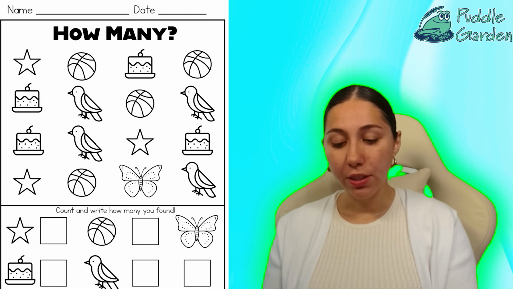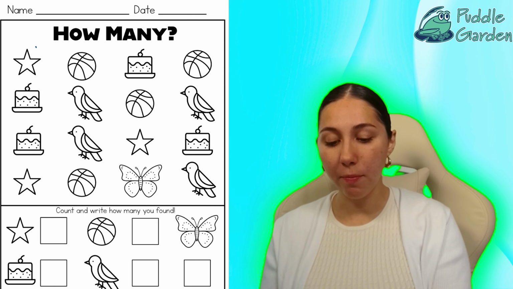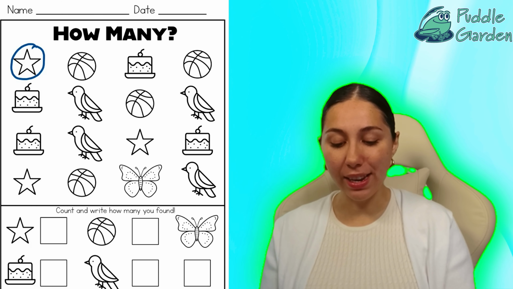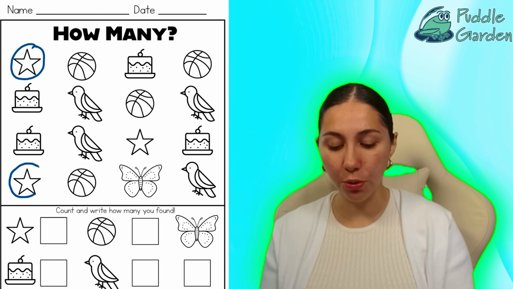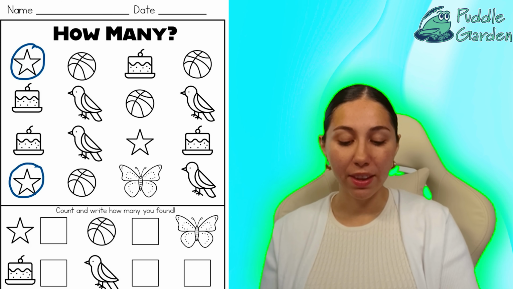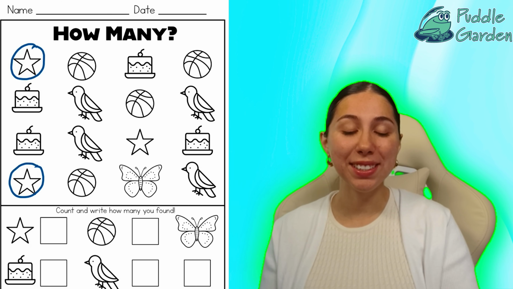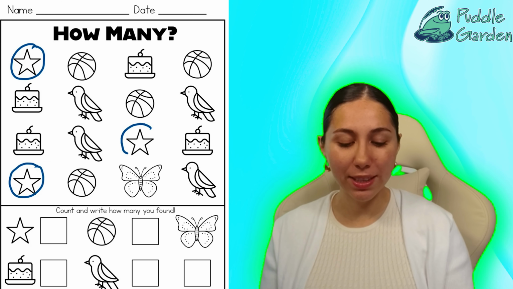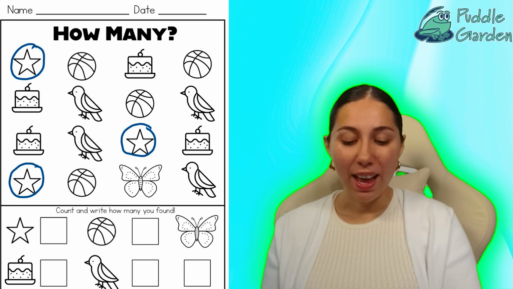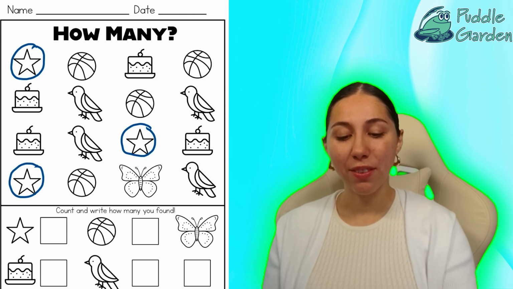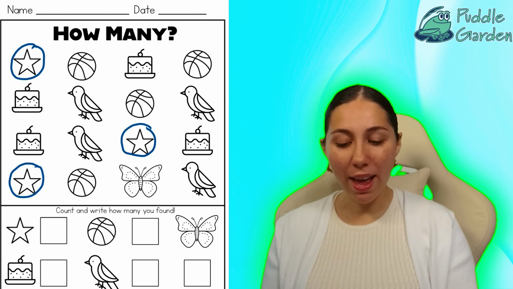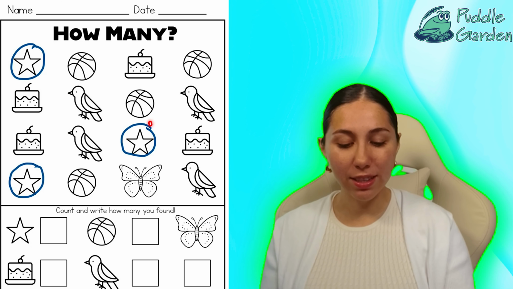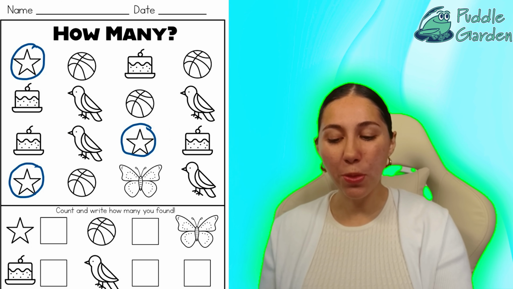Are you ready? So I see one up top. I see one. I see two. Do you see any more stars? That's right, there's one over here by our birds and our basketball. How many circles do we have? We have 1, 2, and 3. We have 3 circles.